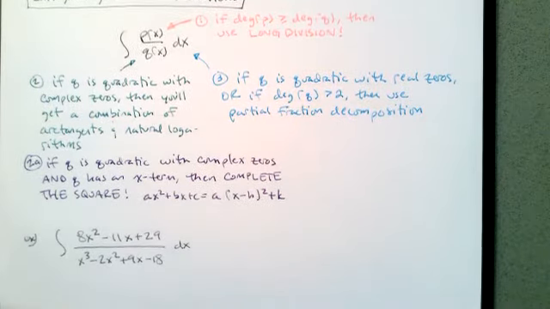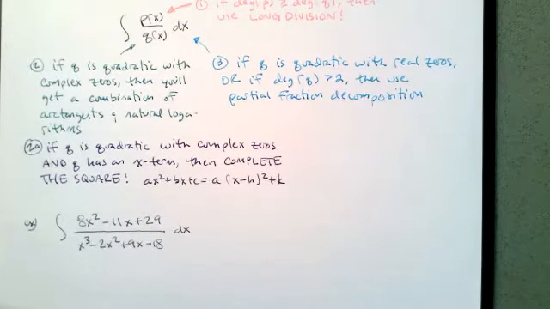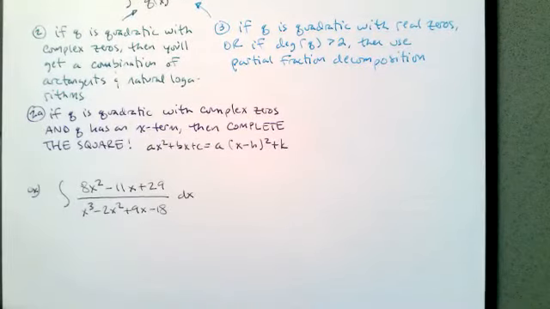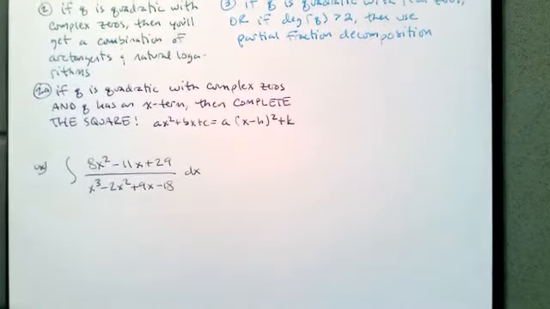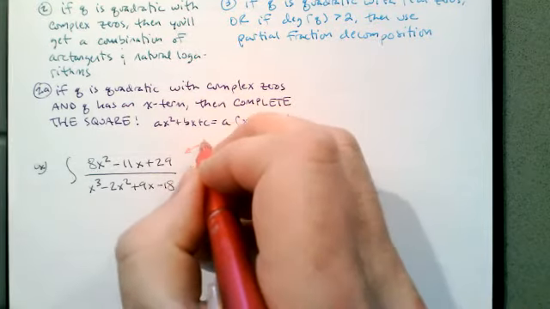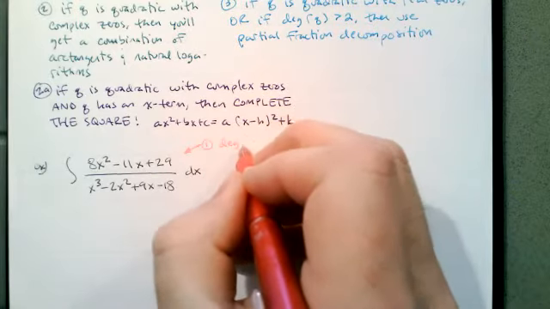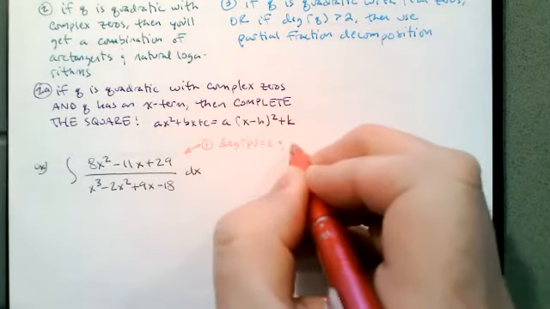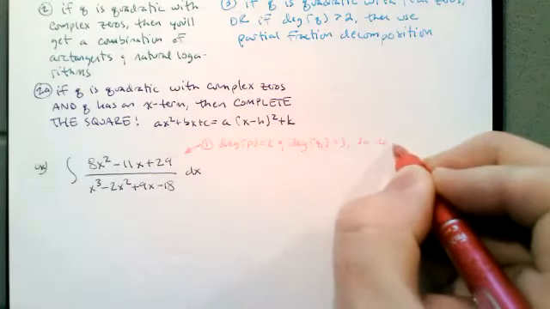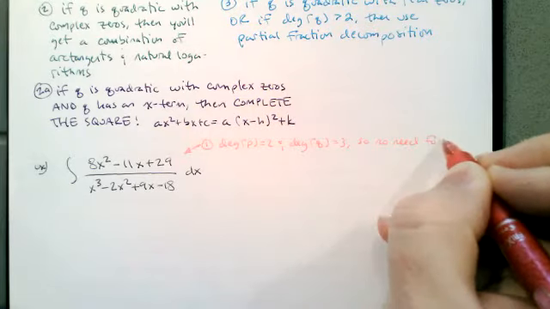We've got an 8x squared minus 11x plus 29 for a numerator. And we've got x cubed minus 2x squared plus 9x minus 18 for a denominator. Let's think about all the things that we need to notice. We notice that the numerator is of degree less than the denominator, so we don't need to use long division. That's the first thing we notice. The degree of P is 2, and the degree of Q is 3, so no need for long division.